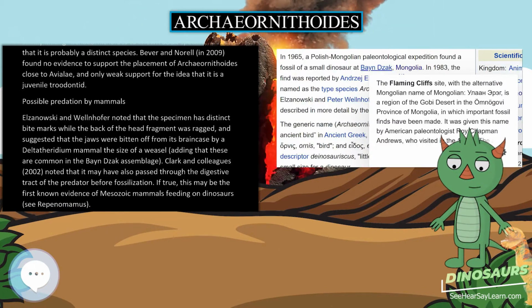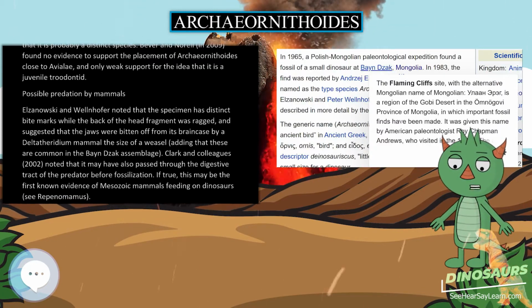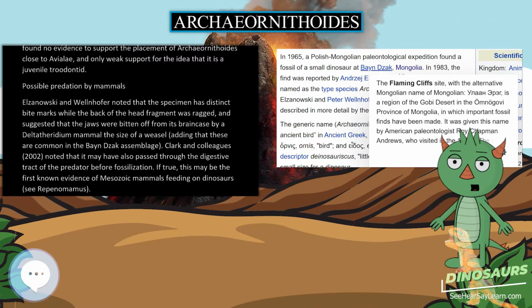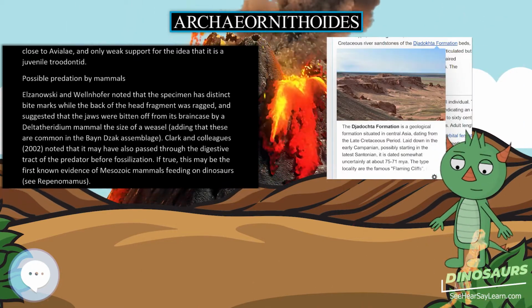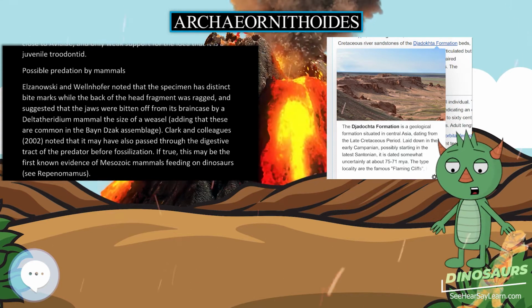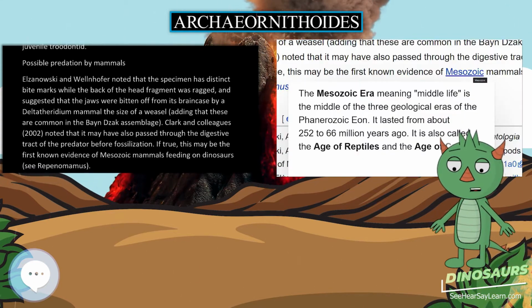Clark and colleagues, 2002, noted that it may have also passed through the digestive tract of the predator before fossilization. If true, this may be the first known evidence of Mesozoic mammals feeding on dinosaurs. See Repenomamus.